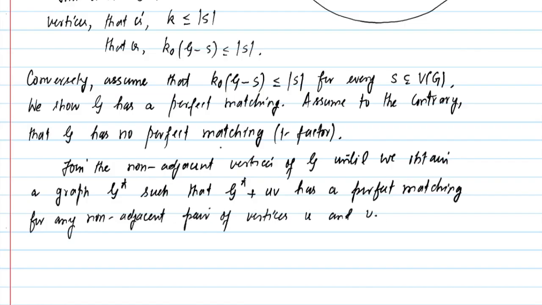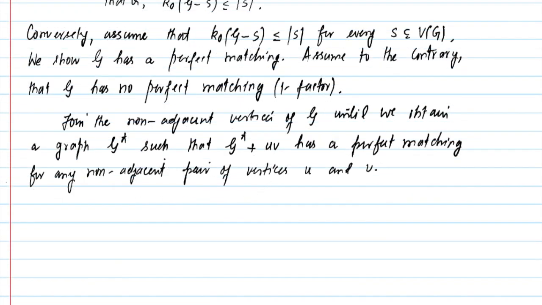So what we are doing here, now since the graph G has no perfect matching, we will keep on adding the non-adjacent edges in G until we obtain a graph G star such that for any non-adjacent pair of vertices u, v in G star, if we add the edge between u and v, then G star plus uv will have a perfect matching. So this means that G star is a maximal graph such that G star does not have a perfect matching, but adding any edge in G star, we will get a perfect matching in G star plus that added edge.